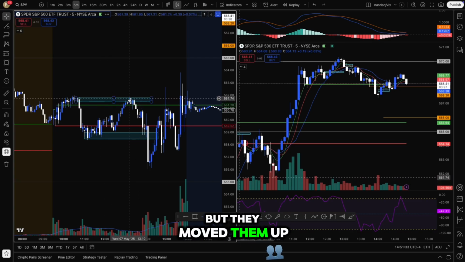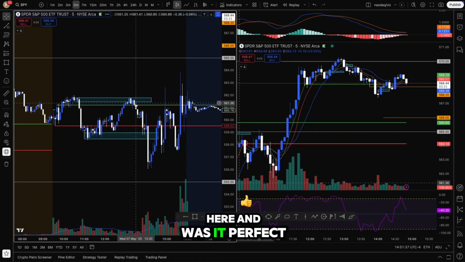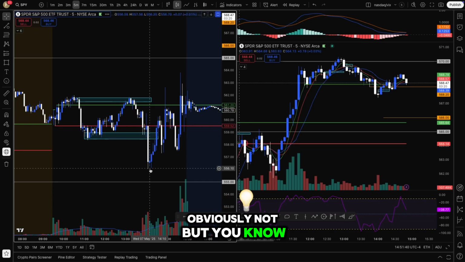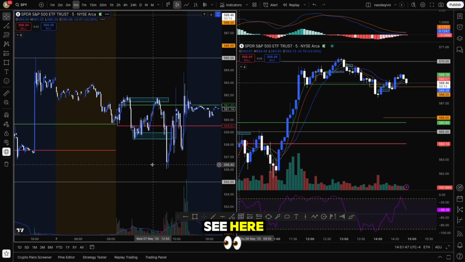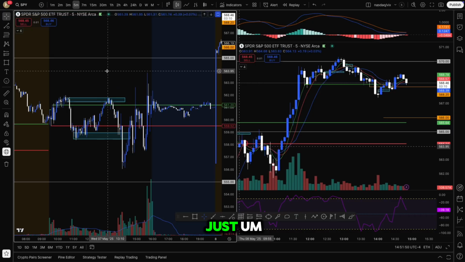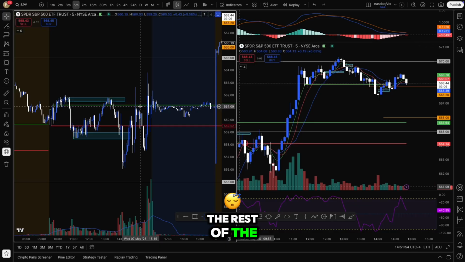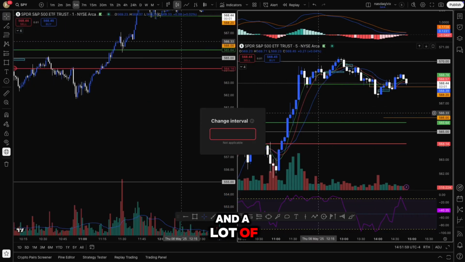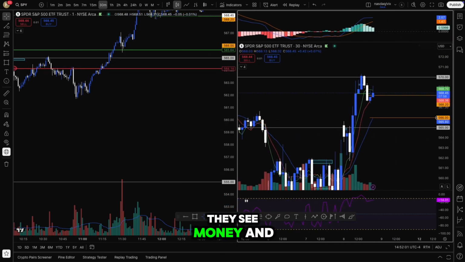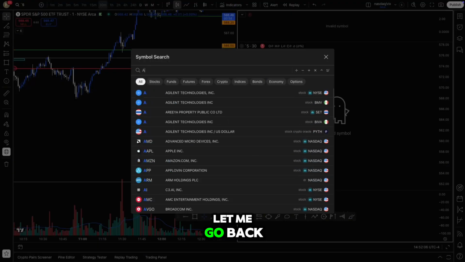But they moved them up, then they pushed it all the way down, as you can see here. And was it perfect? Obviously not. But it still made it down. Was that $4? And then as you can see here, obviously you have to go to a higher time frame to see the rest of where we could target. And a lot of people forget that they see money and they're like, oh, let me go back.